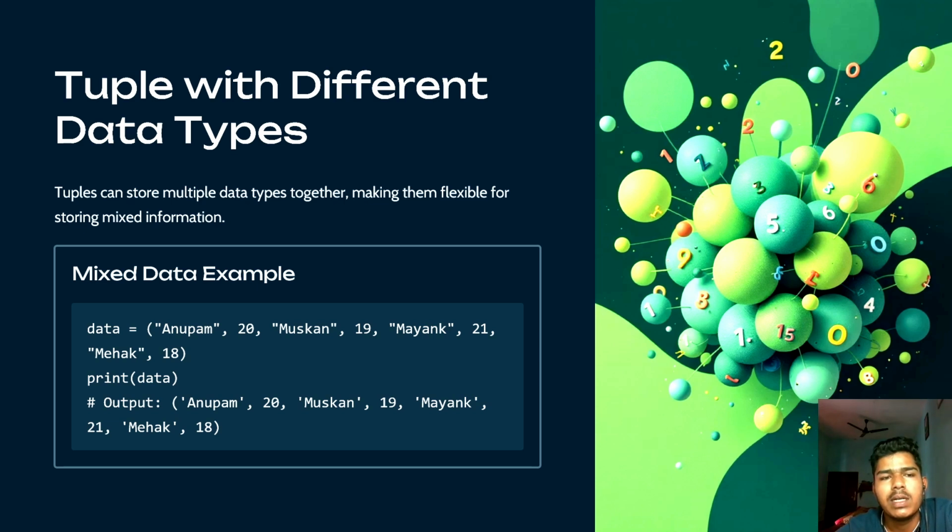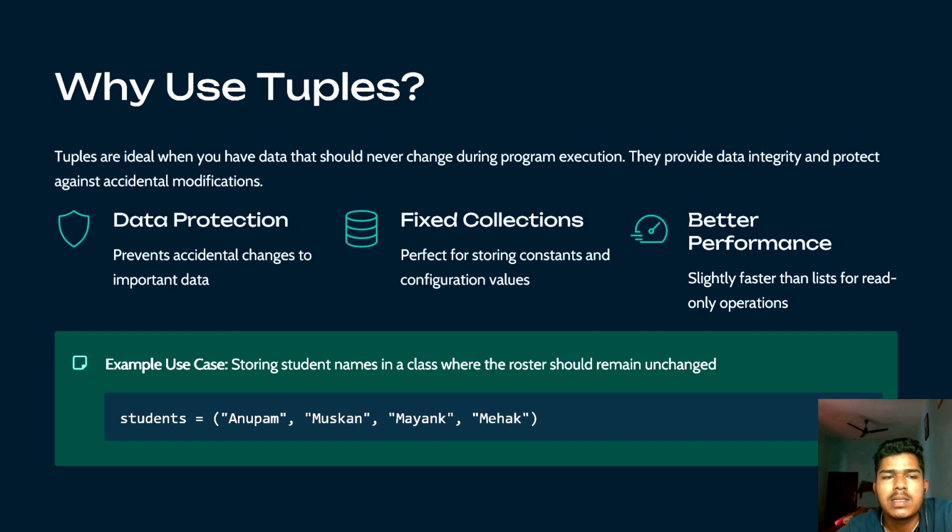So tuple with different data types. Tuple can store multiple data types together, making it flexible for storing mixed information. And the mixed data types example is data is equal to Anupam 20, Muskan 19, Mayank 21, and Mehak 18. Print the data, then we got output Anupam 20, Muskan 19, Mayank 21, Mehak 18. Okay.